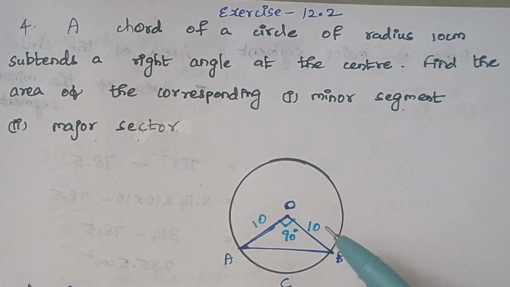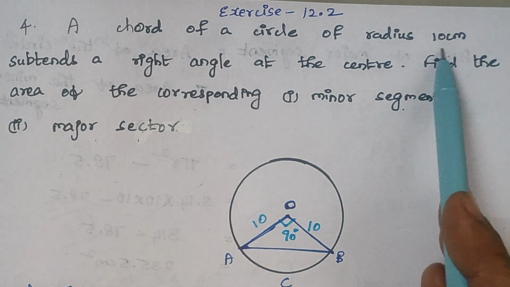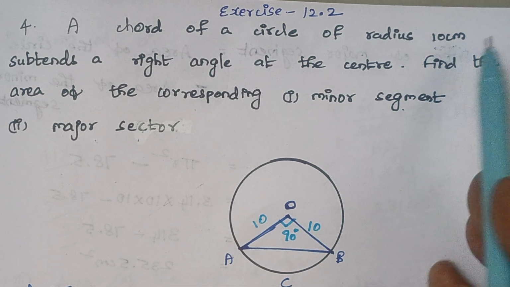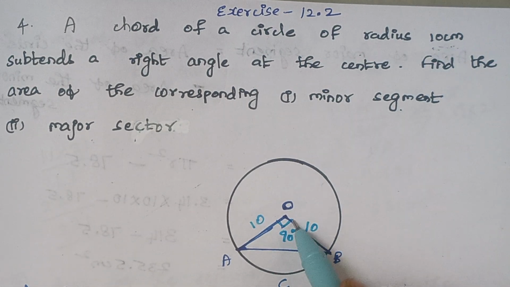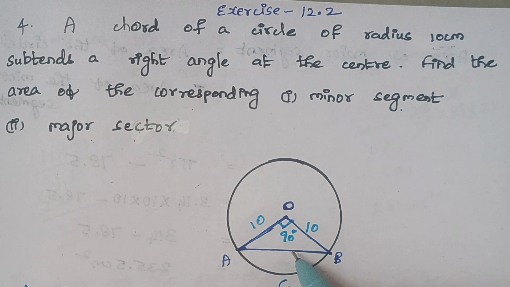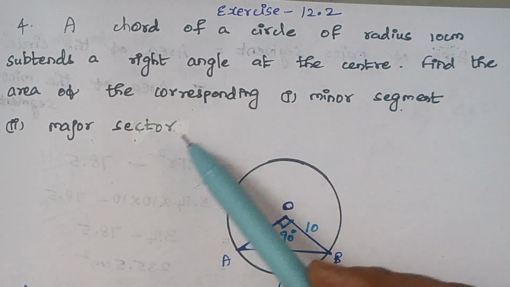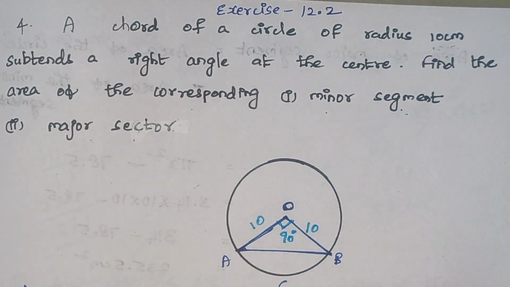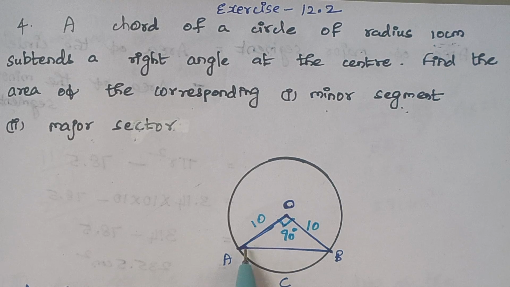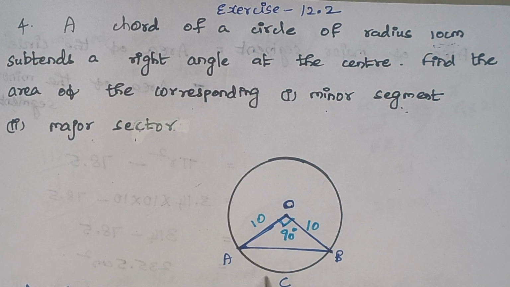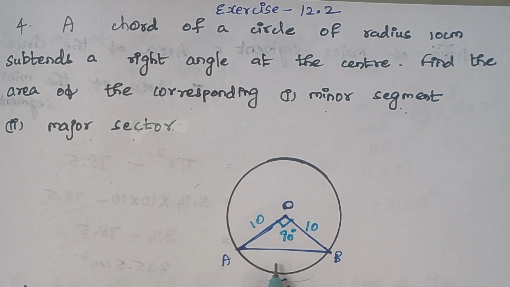Right? So here we are having a circle whose radius is 10 cm, and this chord subtends an angle of 90 degrees at the center. So find the area of the corresponding minor segment. In this diagram, what do we mean by minor segment? This area, ACB, is known as the minor segment.